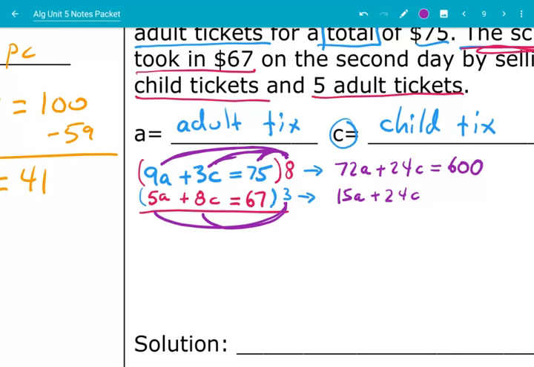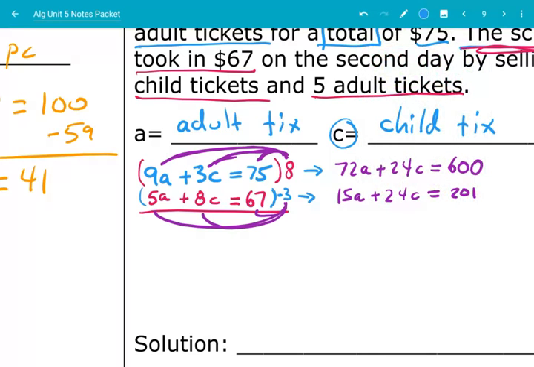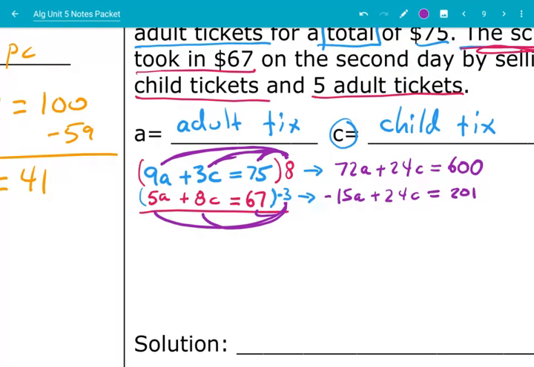Oh, but what did I forget? Let's go ahead and multiply 3 times 67. 3 times 67 is 201. So what did I forget to do? We have the same coefficient, but we need different signs. So I should have multiplied the bottom one by a negative 3. There, I'll put that negative 3. And all I have to do right now is go back to purple and change all of these signs. Minus 15A, minus 24C, and a negative 201. There we go. So now I have all the right stuff.